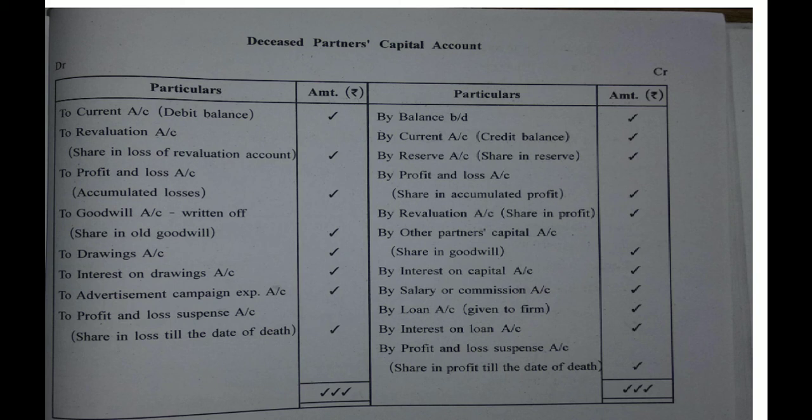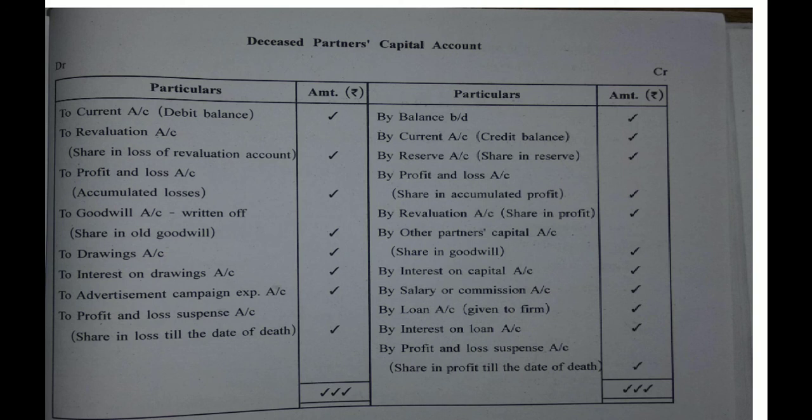Then the credit balance of current account, if any. By reserve account, this could be general reserve. Then by profit and loss account, this is the amount given in an old balance sheet on liabilities side. Every time you credit this amount in partners' capital accounts, if you remember, of which the share of only deceased partner is to be written in this account.